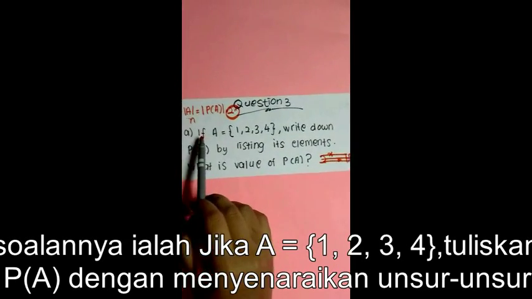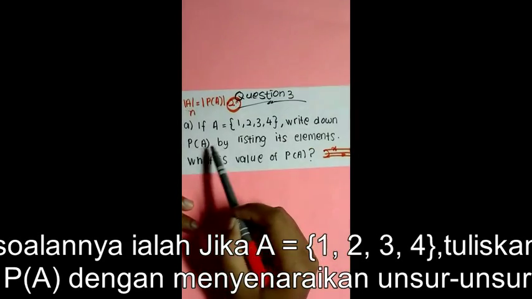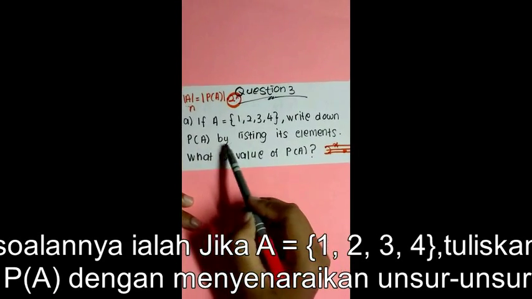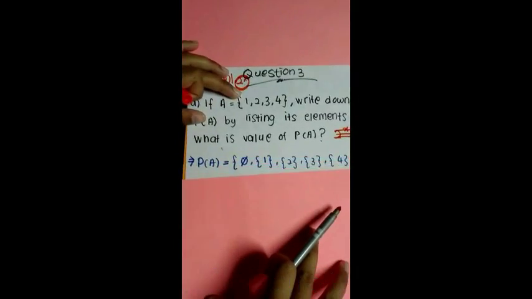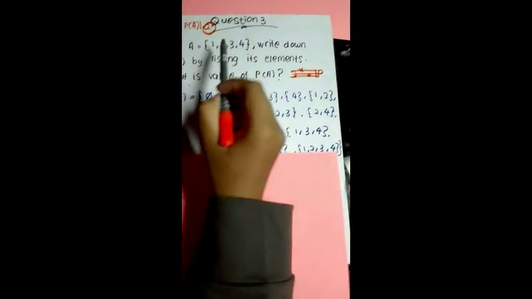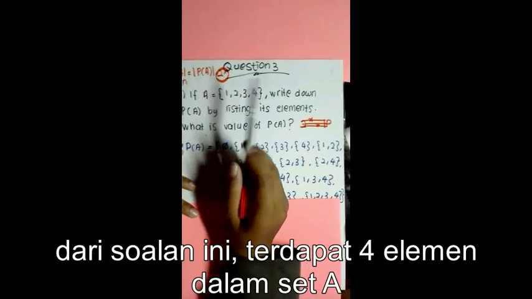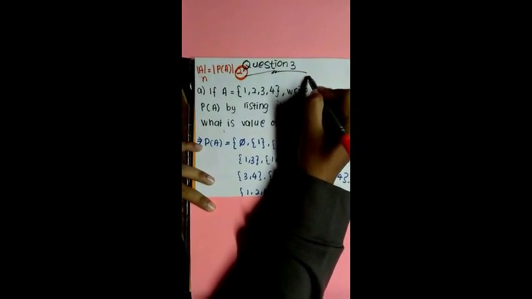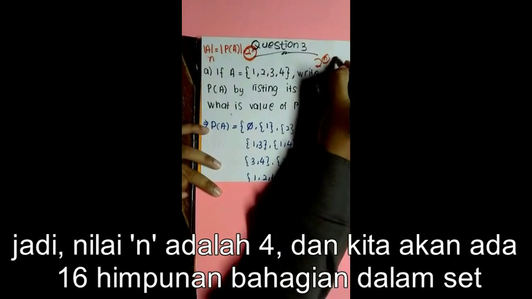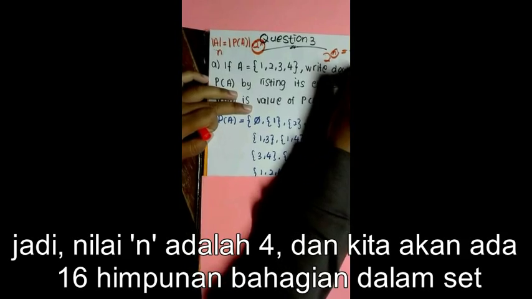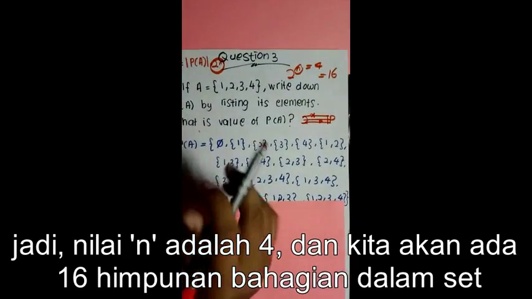So the question, if A has elements 1, 2, 3, 4, write down the power set of A by listing its elements and what is the value of power A. So by this question, we have 4 elements in set A. Thus, we know the value is 2 to the power of n, and n is equal to 4. So thus we have 16 subsets in the set.